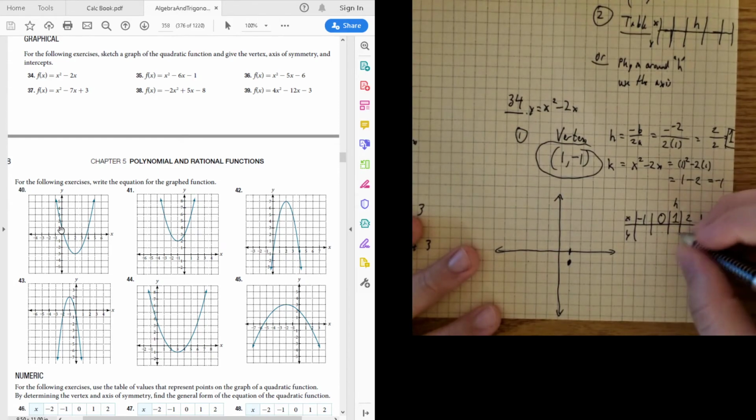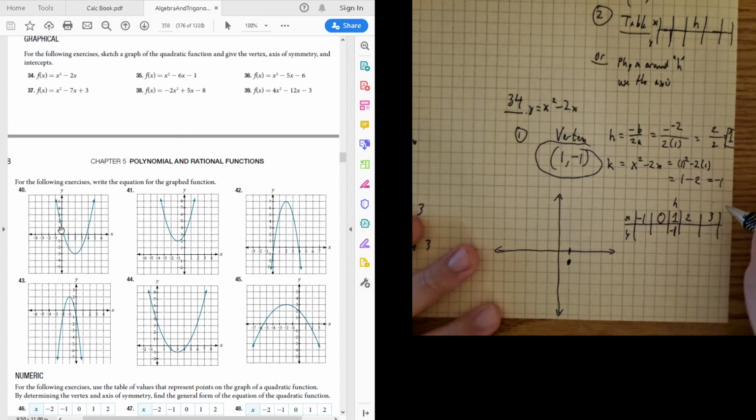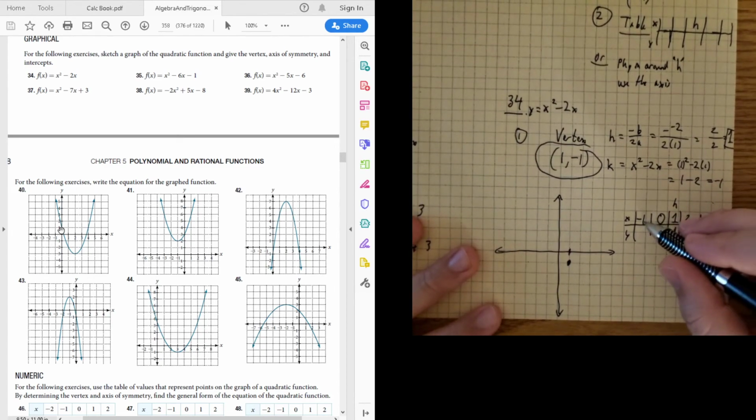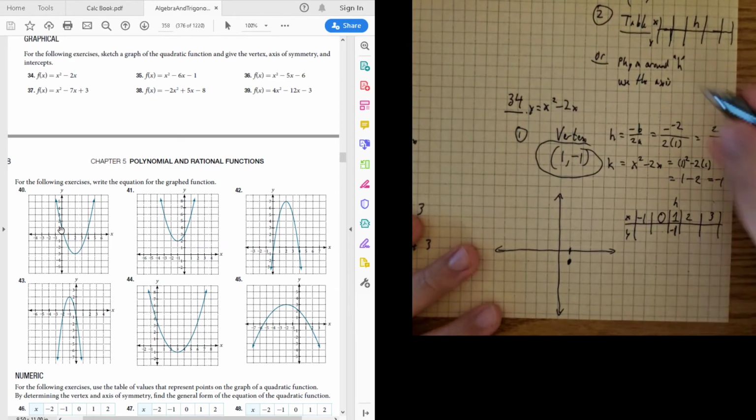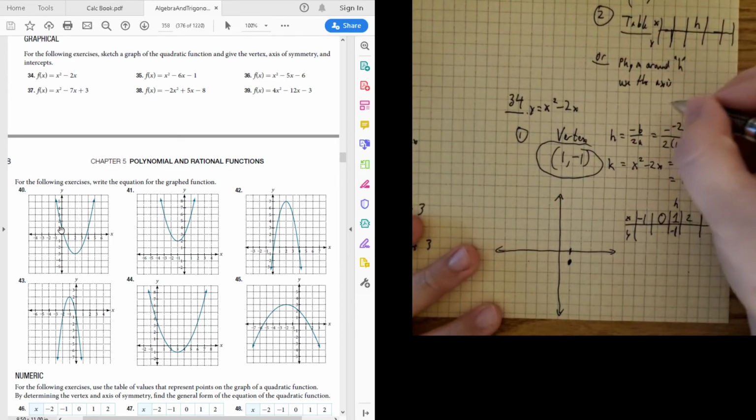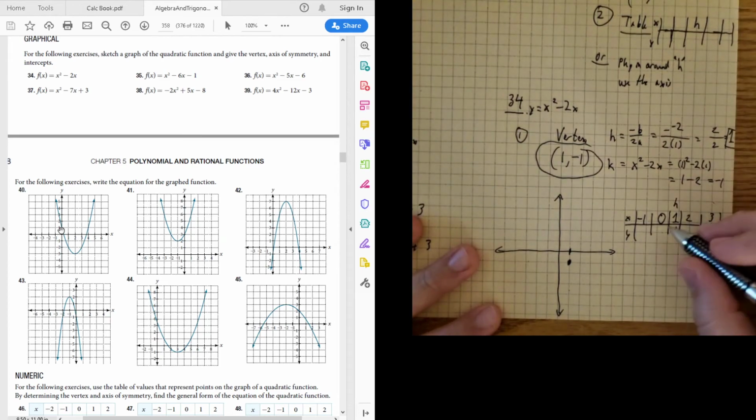So I already know the y value for 1 is negative 1, but now I need to find these other values. So I need to plug in 0 and 2, I need to plug in negative 1 and 3, and then I'll just plot those points. If you do this correctly, you might notice something about the axis up here that we were talking about. So let's plug in 0.